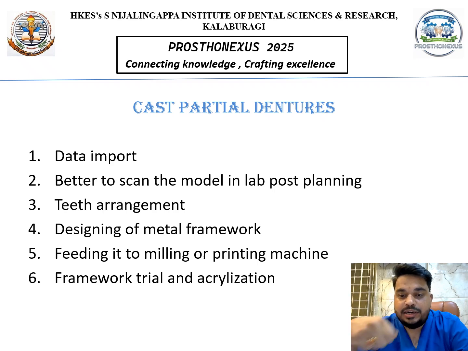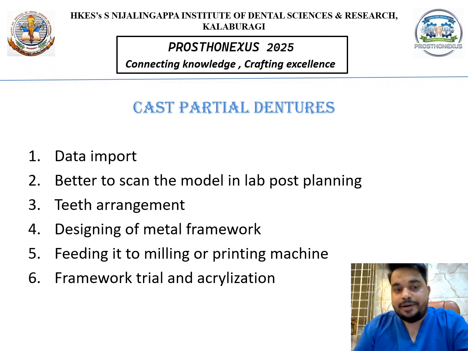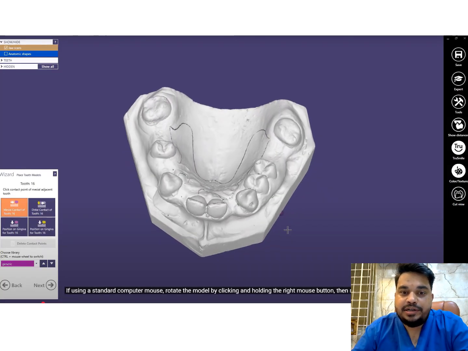So basically you can make a good manual impression. Once you make the impression and pour the cast, it is better to scan that cast. Then there is teeth arrangement, then the design of the metal framework, then feeding it to the milling or a printing machine, followed by framework trial and acrylization. We will just see in the video how it works exactly.